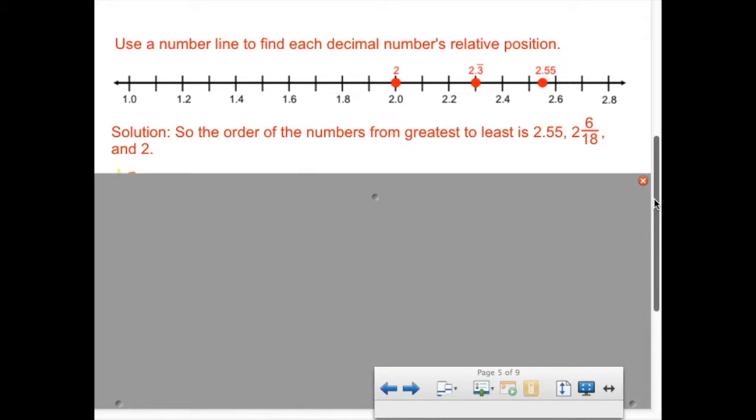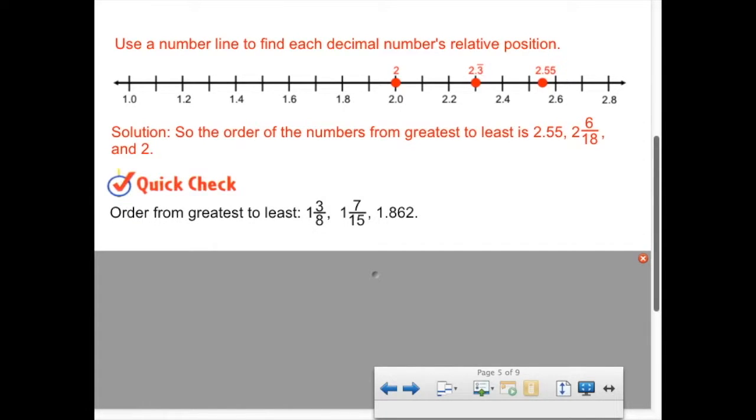Okay, moving along, I'm not going to spend time on this. Well, actually, I do want you guys to do one of these numbers, how much time do we have? No, we have a little bit of time. Can I get you to do one of these numbers? The first three rows do 1 3/8. The last three rows, 4, 5, and 6, do 1 7/15.